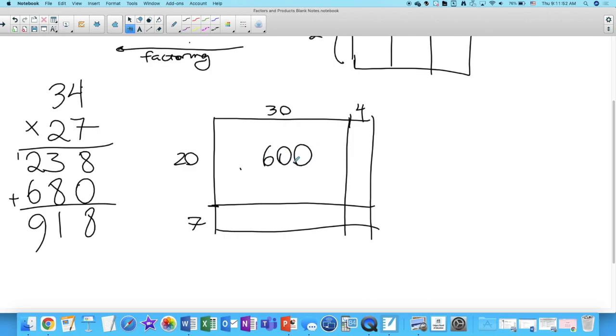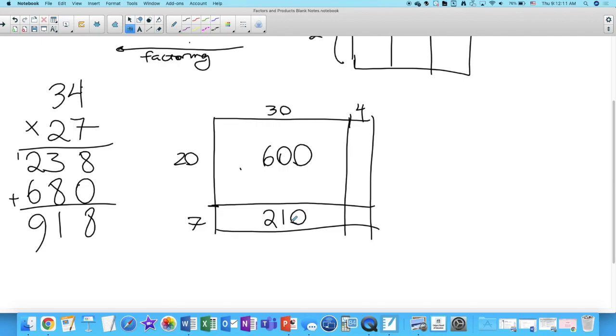This piece represents 30 times 7. How much is that? Yep, 30 times 7. Yeah? I heard someone say it. 210, yeah, because 3 times 7 is 21, so 30 times 7 is 210.